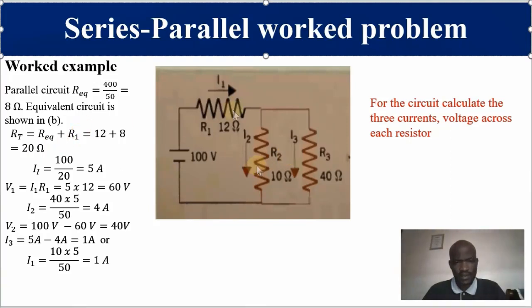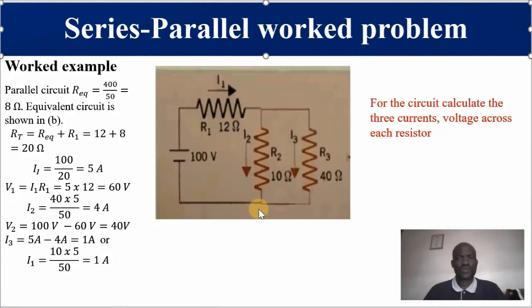To find I1 we simply say the supply voltage divided by total resistance, which is 100 divided by 20. This gives us 5 amps. So we can now calculate V1 and V2, or even I3. So how do we calculate I2? We say this is I2. We say 40, which is our opposite resistor, multiplied by the input current, which is 5, divided by the sum of the parallel branch, which is 50. Then you get 4 amps. To find I3, you can simply say 5 minus 4. This gives you 1 amp.